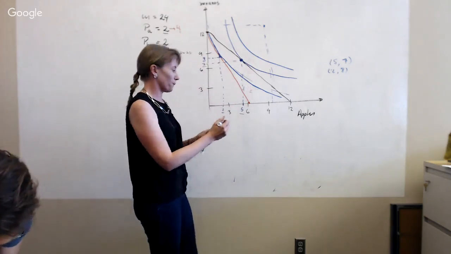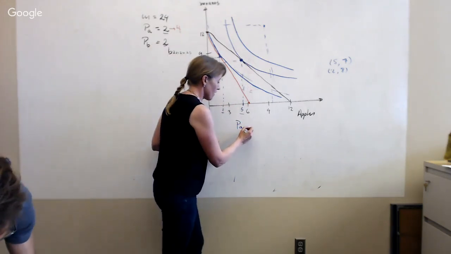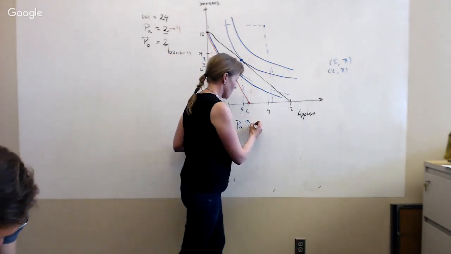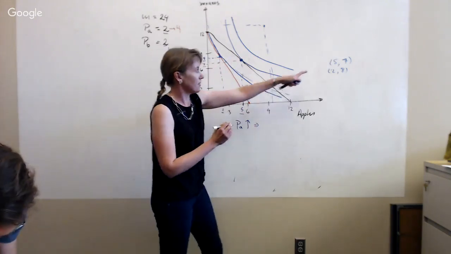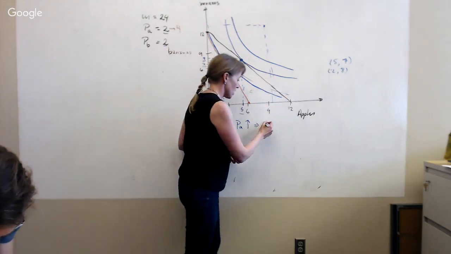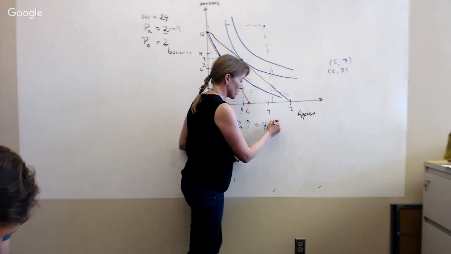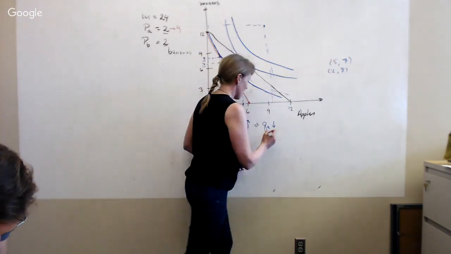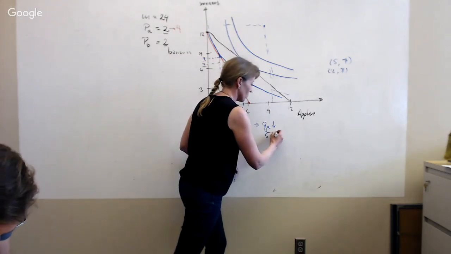So what do we know? Price of apples increased. And what makes sense is that in response to an increase in the price of apples, the quantity of apples consumed decreased. We saw that happen. We went from 5 apples to 2 apples.